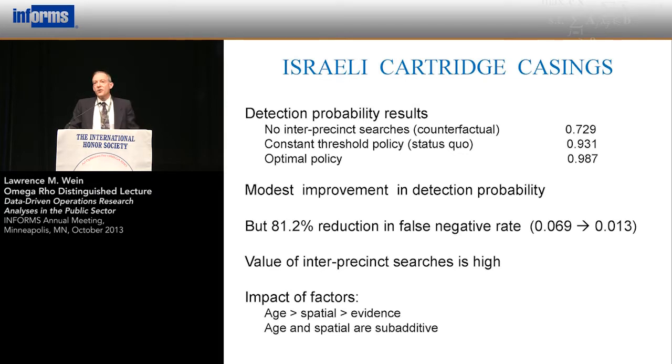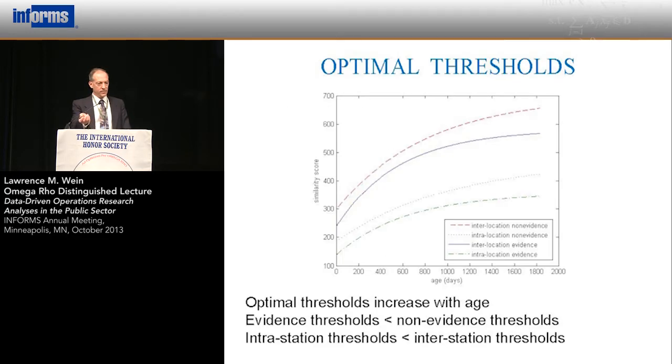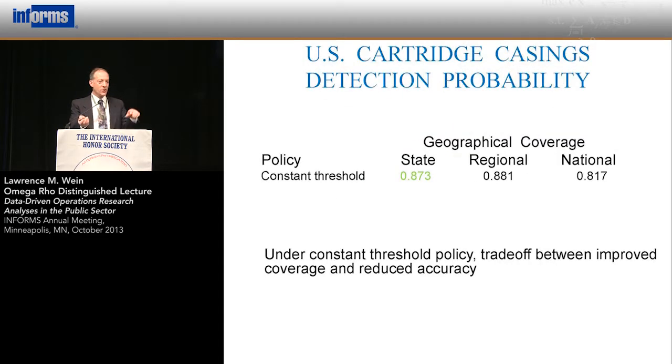And of the 3 factors, we found the age, that is the time between the current crime and the one in the database, is the biggest factor, followed closely by the distance in space. And it turned out the evidence, non-evidence thing really was pretty minor. And thresholds kind of look like how you would expect them to look.